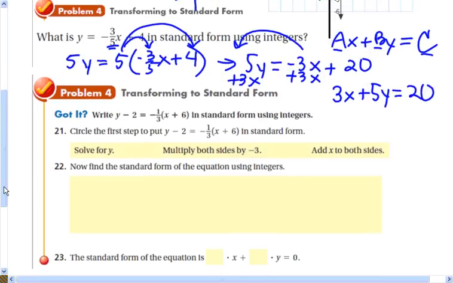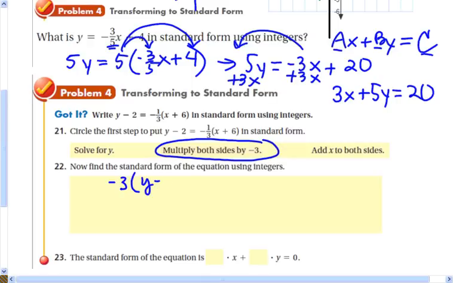Actually, I'll work through this one with you. Circle the first step to put it in standard form. I think I'm going to start by multiplying both sides by negative 3. What that would do is get rid of that 1/3, and we can't have any fractions when we have it in standard form. So I'm going to multiply both sides by negative 3.